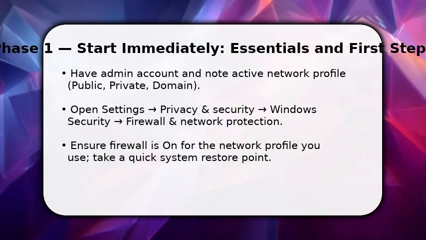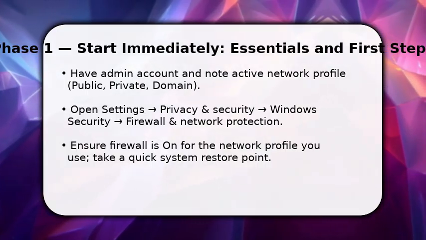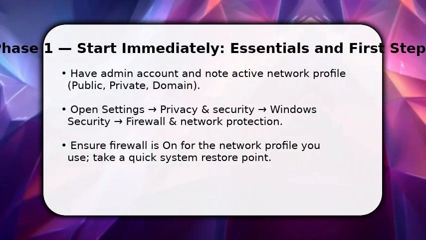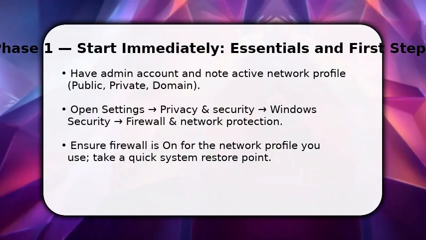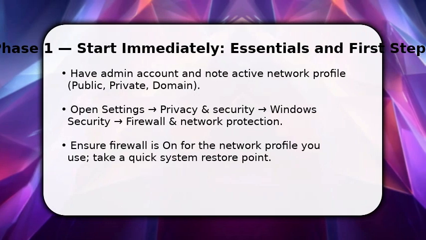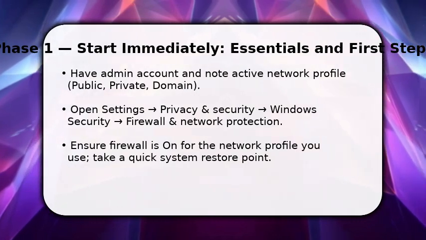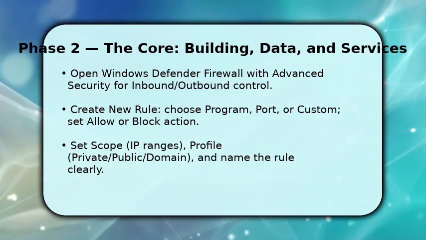Next, open Settings, go to Privacy and Security, then Windows Security, and choose Firewall and Network Protection. Once there, make sure the firewall is turned on for the active profile. This activates baseline protection. While doing this, note any running apps you expect to allow so you can add exceptions next. Now you'll make precise rules so traffic behaves as you intend.